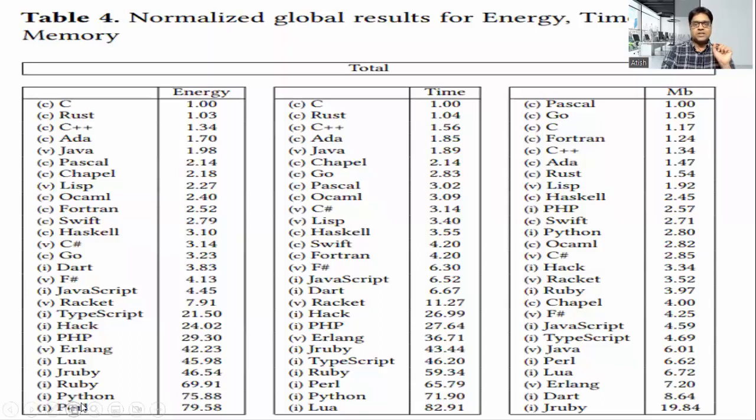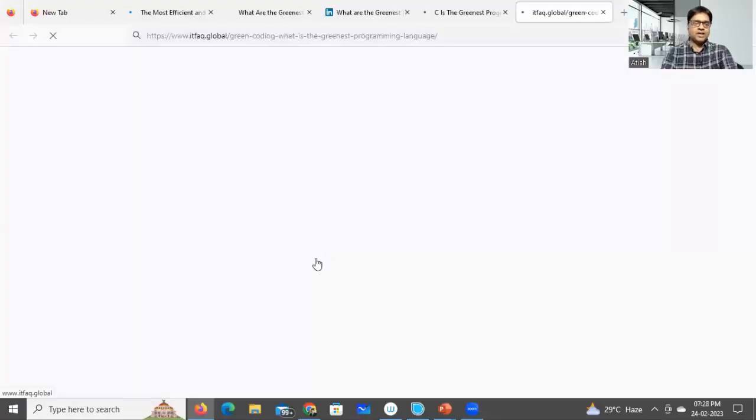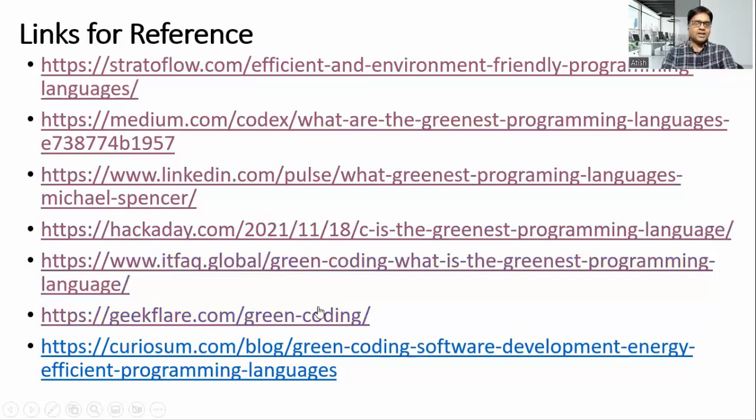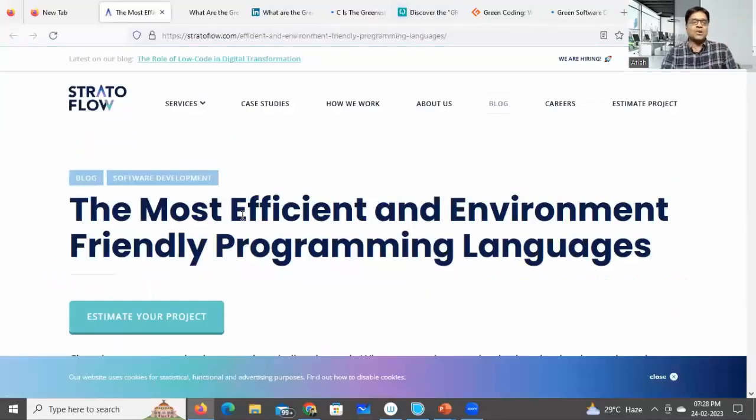To do this research, I've taken a few references, and I'll show you these references also. This is one website, this is the second one, the third one, the fourth one, and the fifth one. Your mind will blow away based upon the research these people have done. The whole credit goes to these website owners. They have done a lot of research, and they have published articles on this.